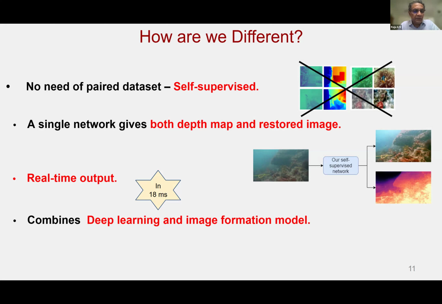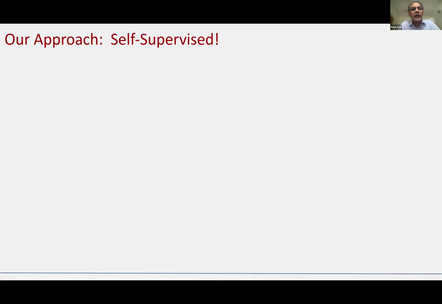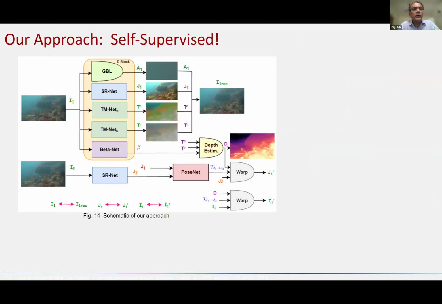So there is a network, and this network is physics inspired. The idea behind this network is something very simple. So what you have is a monocular video during training. During inference time, you don't need a pair. You just need a single image.